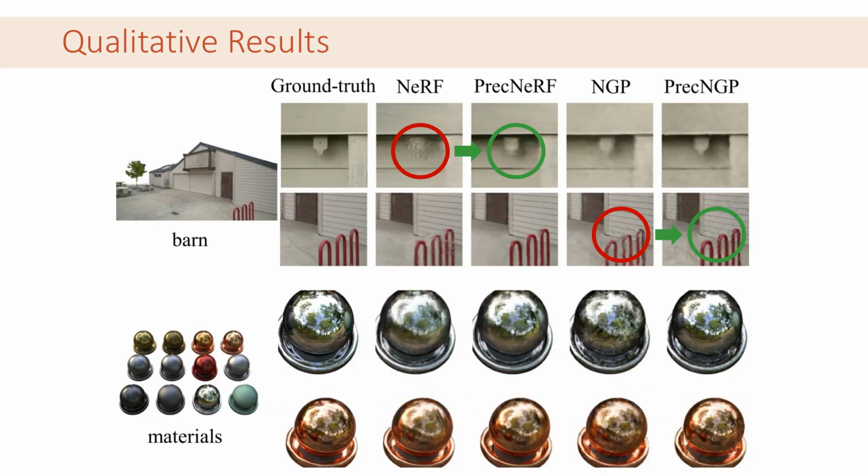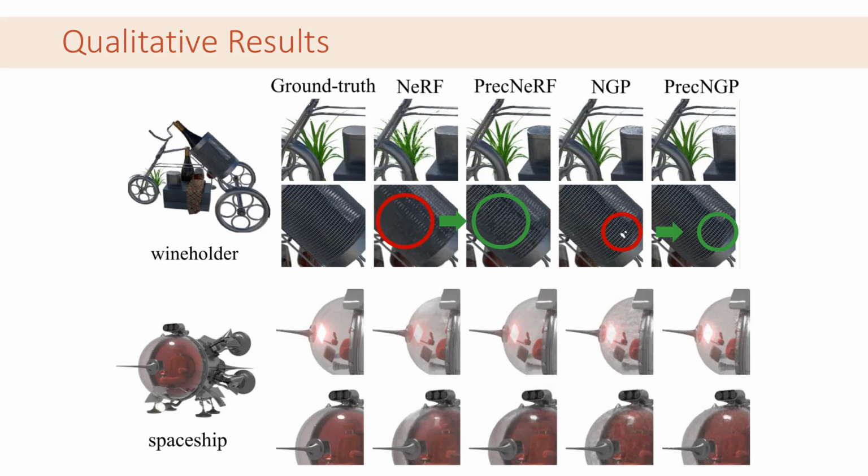Here are some visual comparisons of the rendering results. In the barn example, the improved method demonstrates more accurate reconstruction of scene geometry, such as the decorations on the roof edge and the red metal pipe. In the materials example, the improved method provides finer rendering of the texture details on the reflective spherical surface. Similar examples can be observed, such as the geometric details on the wine holder and the rendering of the transparent glass dome on the spaceship.